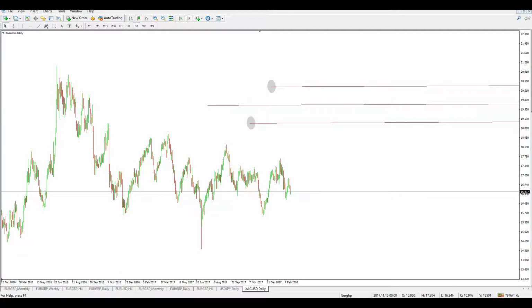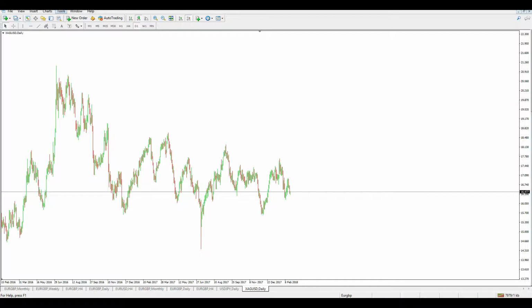Let me delete these ones. For example, let's take the Andrews Pitchfork again. Typically, it is applied from the tops and bottoms of a previous move. For example, if you want to project future prices down on the right side of the screen, you start from the absolute low here. You check, let's say, the first swing high, then the last swing low, and this is the Andrews Pitchfork showing the future move.